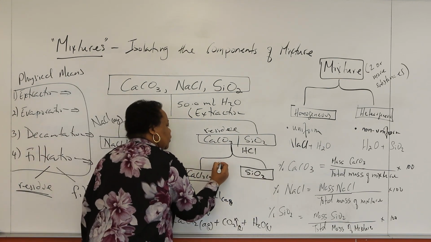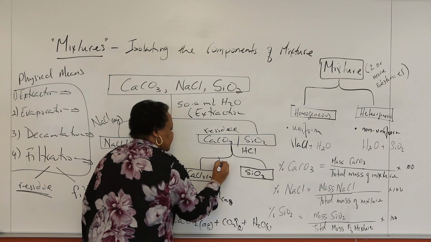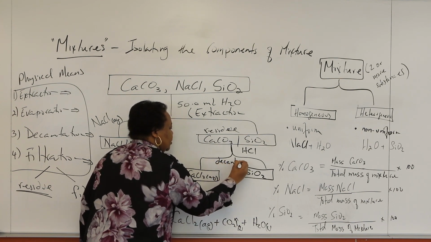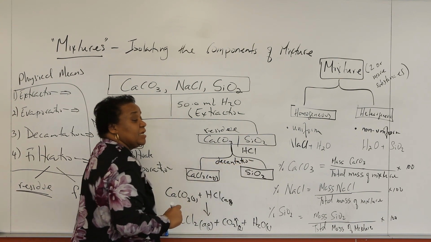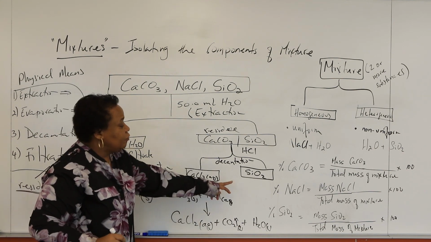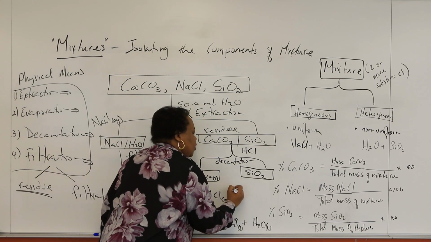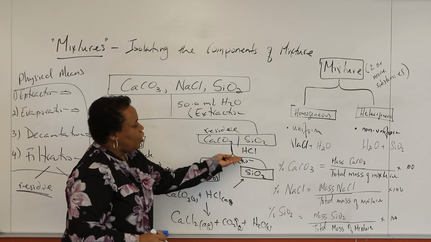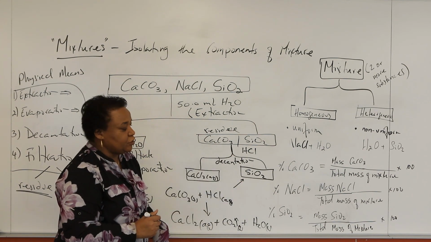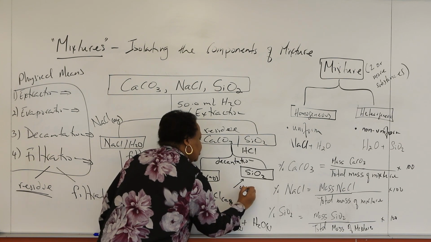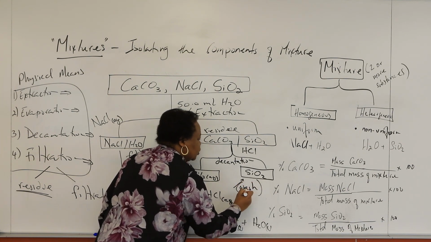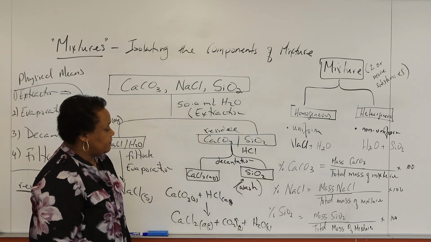In this section here, of course, I'm just going to decant. This is just going to be a decantation. So I'm going to pour off my calcium chloride solution, and I'm going to be left, of course, right, with sand. In chemistry, we want to make sure, right, that we remove all the HCl molecules that are around. And so you're going to hear me talking about how we're going to actually wash our sand.